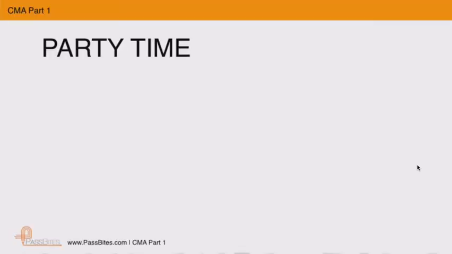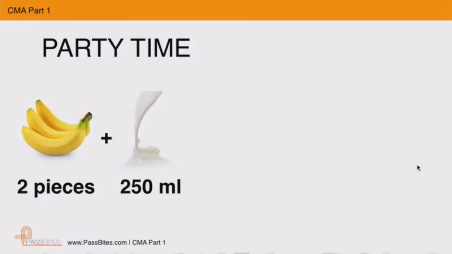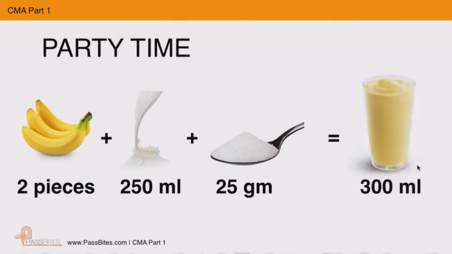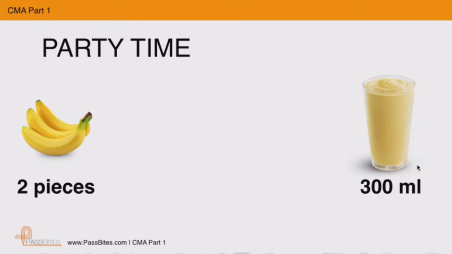To understand it a little more, let's take an example. Assume that we have a party to be arranged, and in the party we need to arrange beverages. For this example, I'm taking a banana milkshake, and let's assume that we need to serve each guest a banana milkshake. Each milkshake will require 2 bananas, 250 milliliters of milk, and some sugar, let's say 25 grams. This will give us a 300 milliliter serving of banana milkshake. To make the example simpler, I'm just focusing only on the bananas.